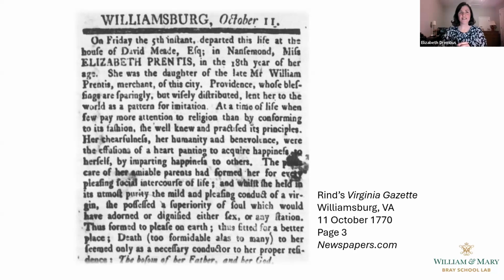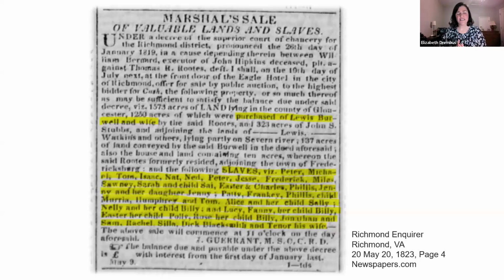Okay. So the last example I have is one that I just recently came across. I haven't completely tied it yet to the Burwell family of Mecklenburg County, but what struck me about this ad, this is a slave sale advertisement. And this is coming out of a Chancery Court suit in which one person owes a debt to someone else. And so that someone else needs to sell some assets. And in this case, it's not only land that's being sold, but also enslaved people.